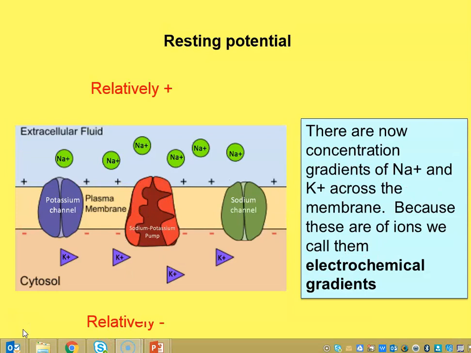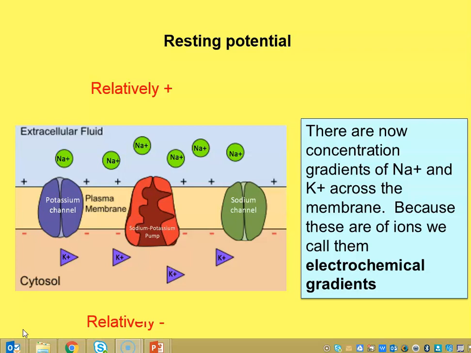So if we look at what's happening with the sodium potassium pump, we're pumping 3 sodium ions out of the cytoplasm, out through the plasma membrane, and we're pumping 2 potassium ions into the cytoplasm. And what that does is it creates a gradient of sodium ions across the membrane. So we have a lot of sodium ions on the outside and we don't have very many on the inside in the cytoplasm. Because these are ions, we call this an electrochemical gradient.